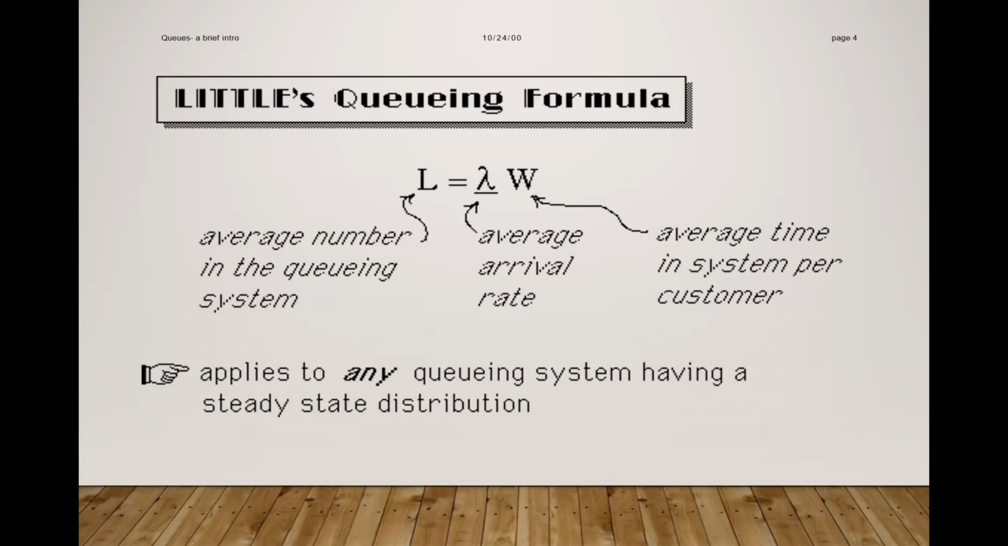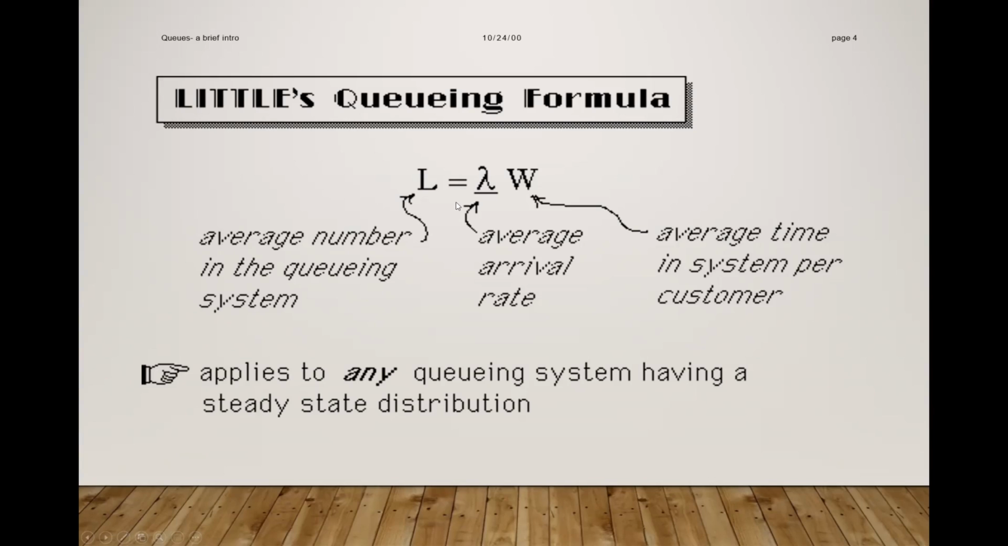So maybe during the afternoon you spend a lot of time in the queuing system, but maybe in the morning you spend less time. So that is the average time in system per customer. So you just need to remember: this is a number, this is a duration, and this is a rate.